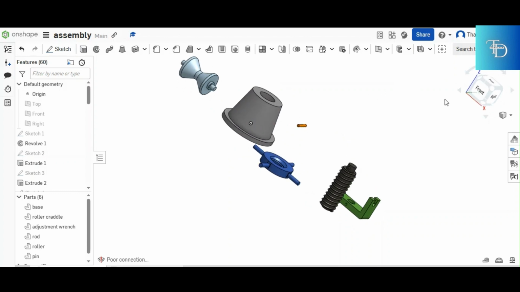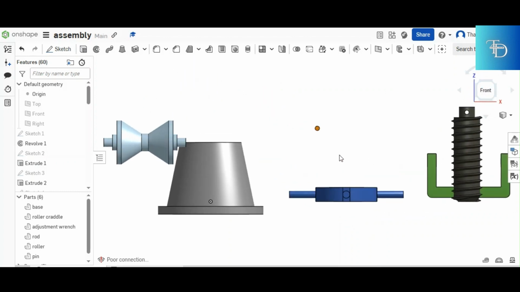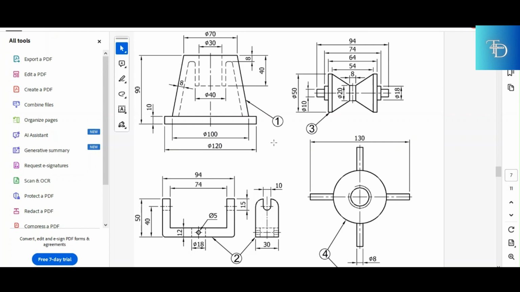That is what an assembly is all about. So now, starting the connection process, we have the base. All the other parts should come together and go to the what? To the base. So let's go back to the question. Now let's analyze the base first.